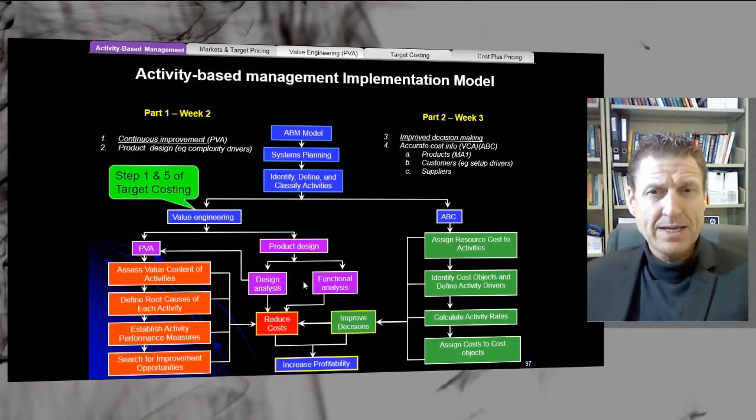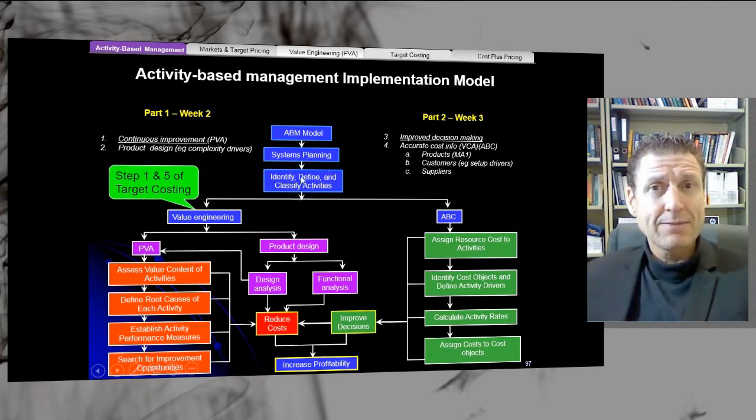set up based on my years of study and all the different techniques, rules and procedures that help to distinguish a short-term, long-term pricing decision. What you have in front of you is a framework of the activity-based costing model, and that comprises systems planning, where you identify, define and classify the activities.